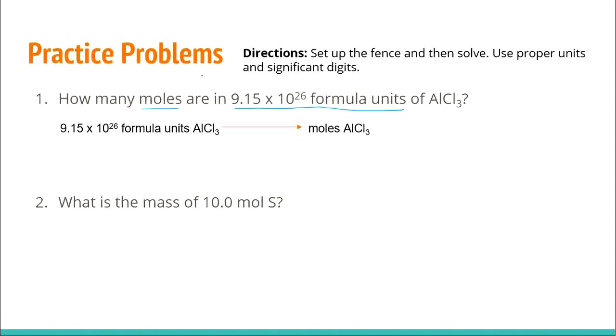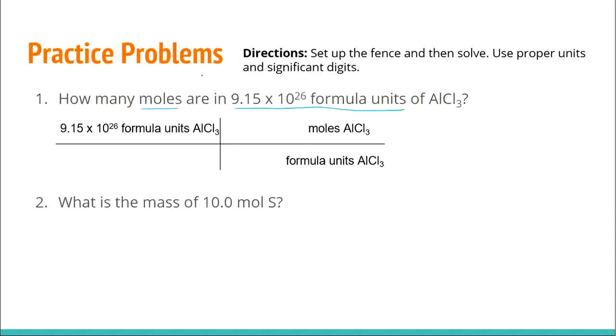So we replace this arrow with a fence, and this shows you that you only need to set up one fence. And then what do we do diagonally? We copy down the units, so in this case formula units of aluminum chloride. So in our second fence, you'll notice that you have moles on top and formula units on the bottom. Remember that this is a conversion factor or a ratio that we talked about previously. How many moles is equal to how many formula units? You have 1 mole is equal to 6.02 times 10 to the 23 formula units.